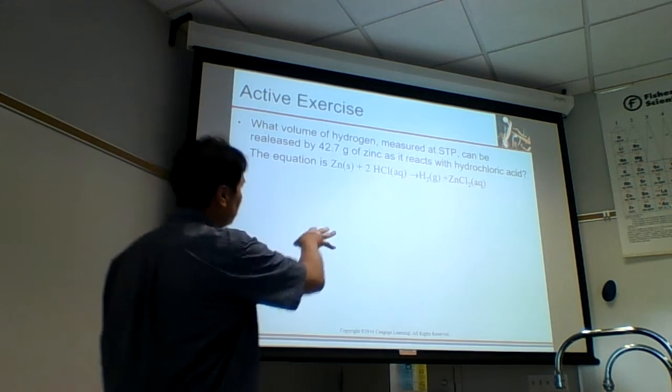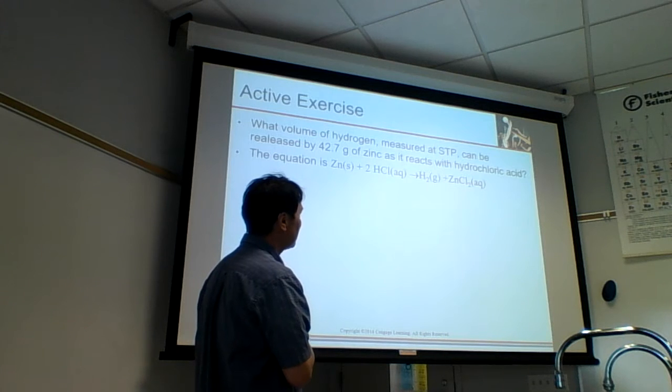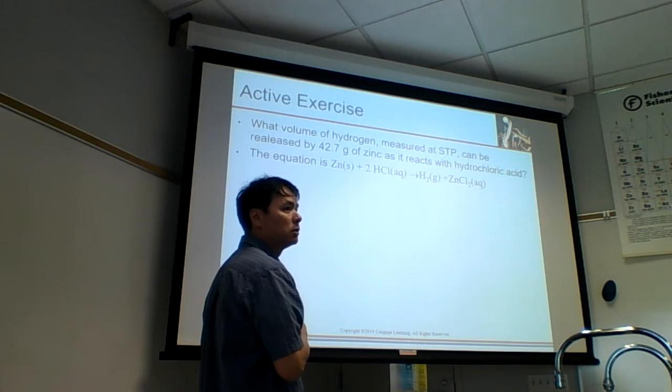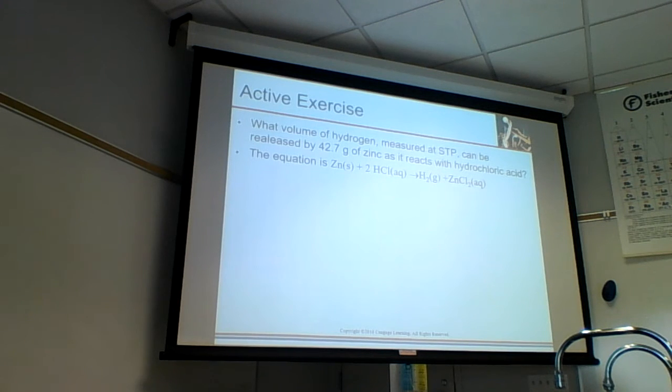We did this problem in class, except we didn't do STP, standard temperature. We did standard pressure, but not standard temperature. Standard temperature is 0 degrees C. We use room temperature instead. And so it's just a stoichiometry problem. We're going to go from grams of zinc to moles of hydrogen to liters of hydrogen here.